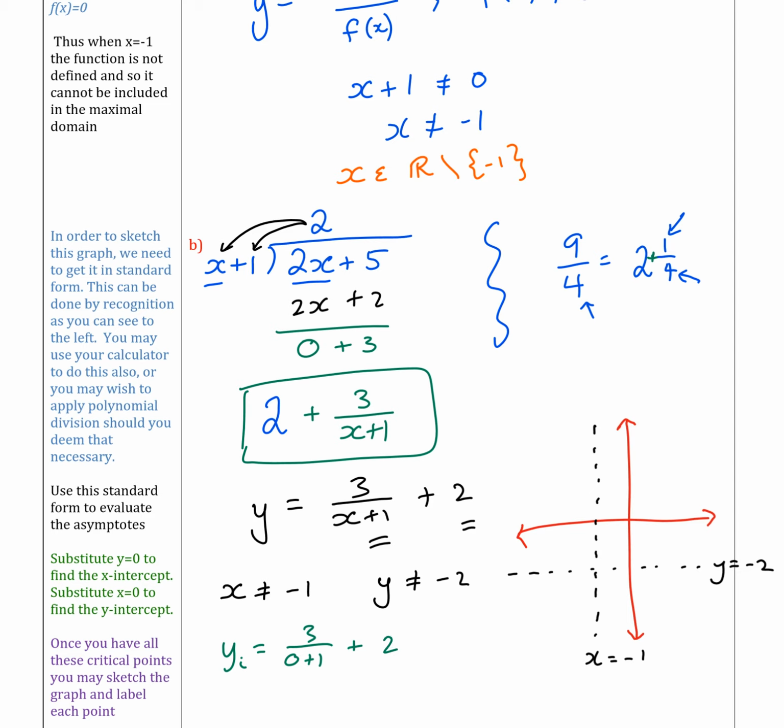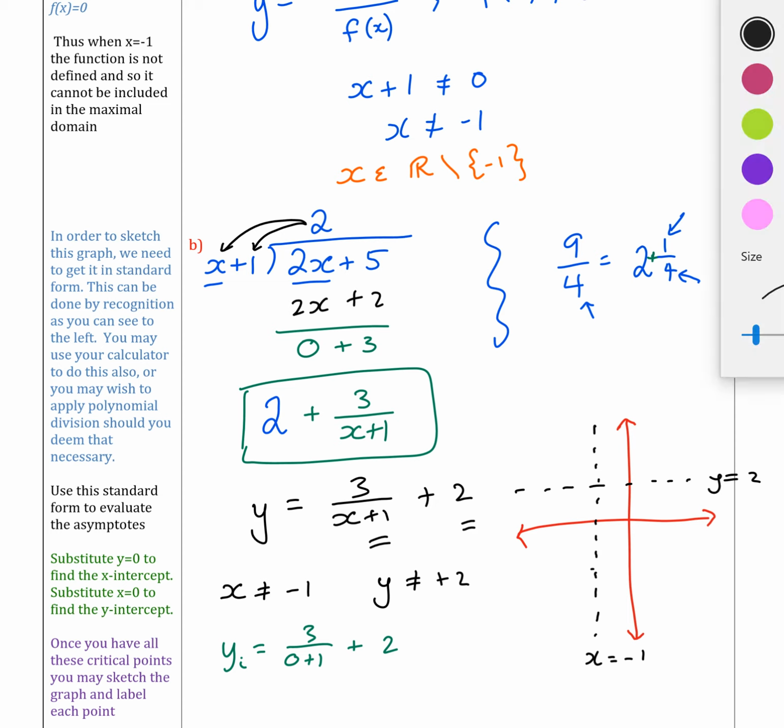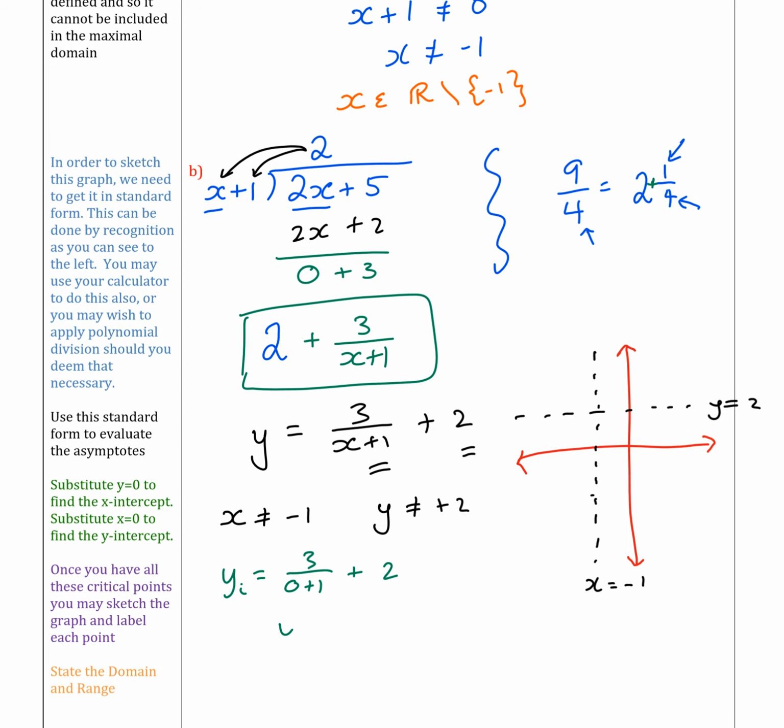Now I've just noticed here, I actually made a mistake. The y-asymptote can't be negative 2, of course. So I'll just quickly fix that up and put a positive 2 here. Those kinds of transcription errors where you write from the line above happen all the time, so it's important to try and catch those. Apologies about that. But my y-intercept, 3 divided by 1 is 3, plus 2 is going to be 5. So that makes a lot more sense. Got this point here, which is x equals 0, y equals 5.